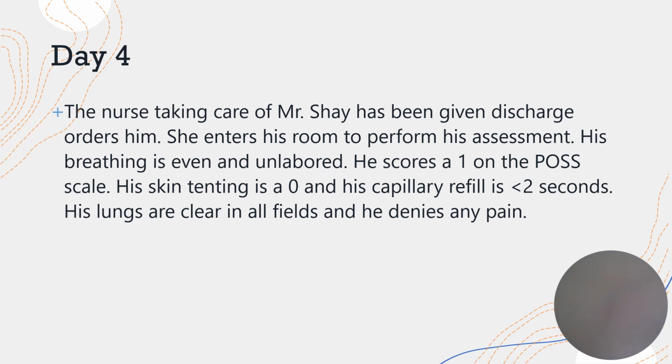We are finally on day 4. Mr. Shea is getting discharged, so the nurse goes into his room and performs her assessment on Mr. Shea. She notices that his breathing is even and unlabored. That's good. He scores 1 on a POSS scale. That's good. His skin tension is 0, and his capillary refill is less than 2 seconds. This is all normal values. His lungs are clear in all fields, and he denies any pain.